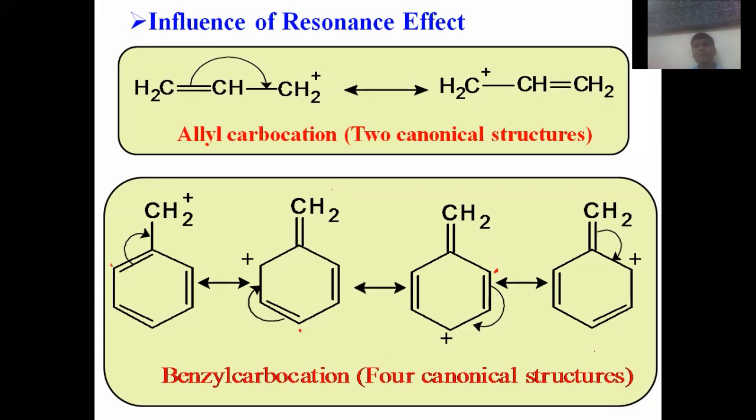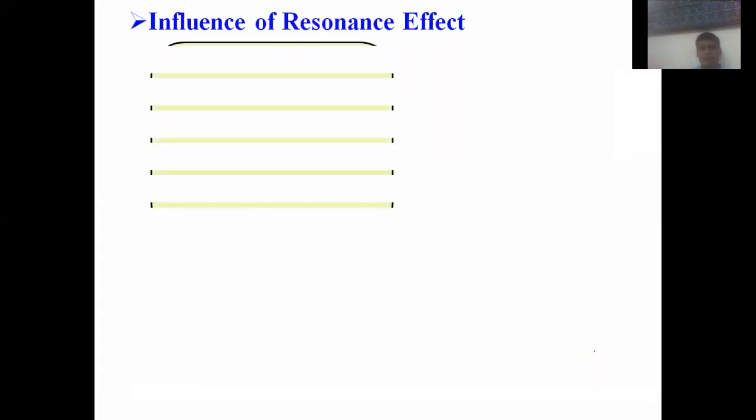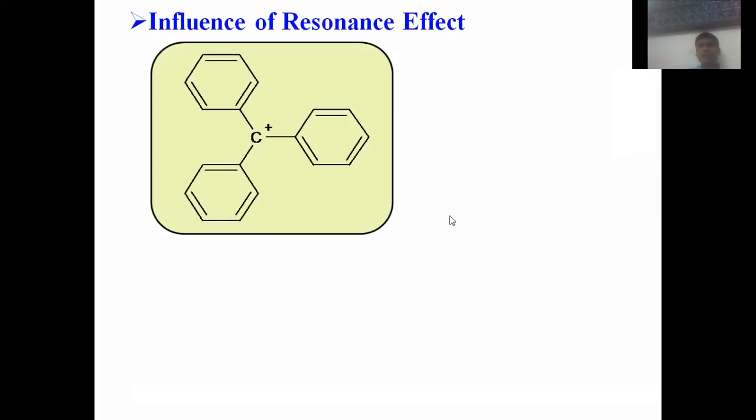Okay, now let us see one more example, very interesting example. Suppose the central carbon is attached to 3 phenyl groups. That central carbon having positive charge is attached to 3 benzene rings, and this particular compound is called triphenyl methyl carbocation. Now, what about the triphenyl methyl carbocation? Is it more stable or less stable than benzyl carbocation?